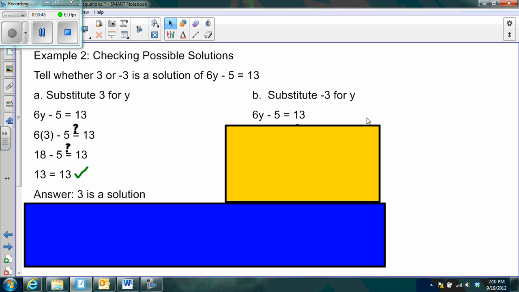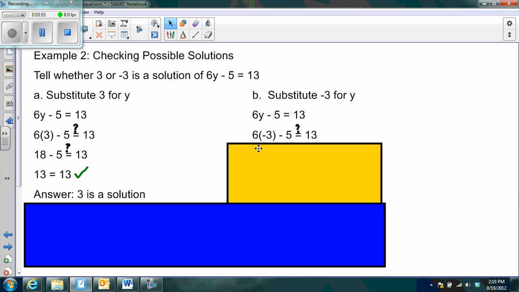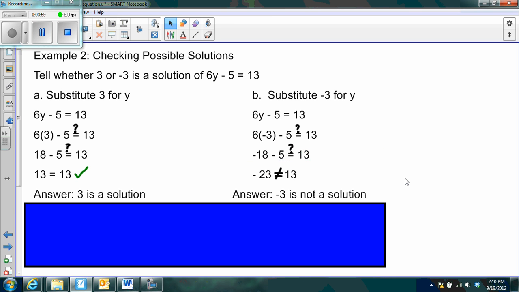Then we want to check if negative 3 is also a solution. So in this case, we have 6 times negative 3 minus 5, which would be negative 18 minus 5. That's actually equal to negative 23, which is not equal to 13. So you put a slash through that equal sign because it's not equal, and answer negative 3 is not a solution.